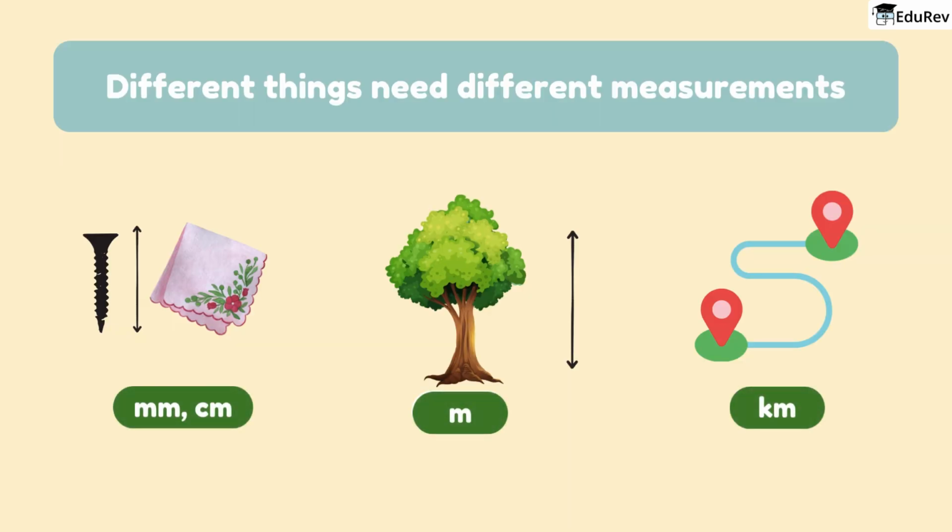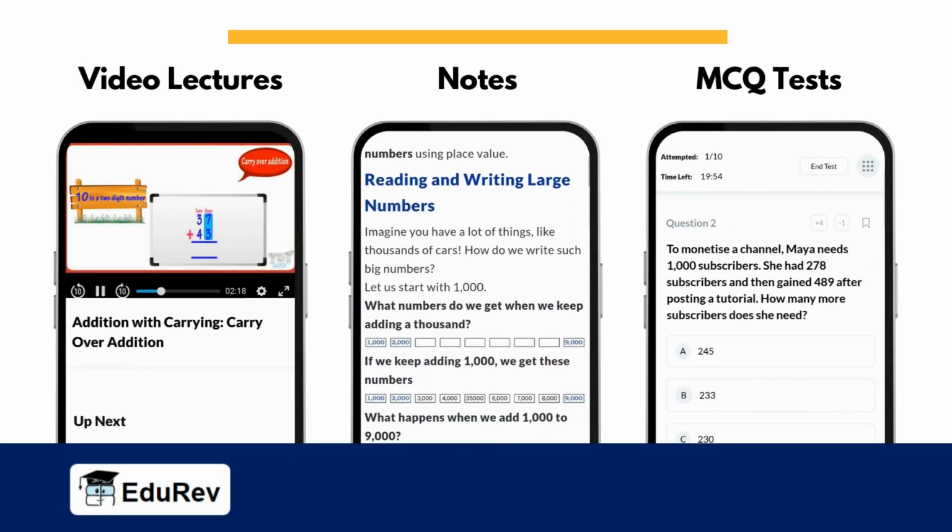So, remember, different things need different measurements. Whether it's small things like screws in millimeters, medium things like a handkerchief in centimeters, bigger things like a tree in meters, or long distances like a road in kilometers, we choose the right unit based on the size of what we are measuring. We hope that you have understood the topic.